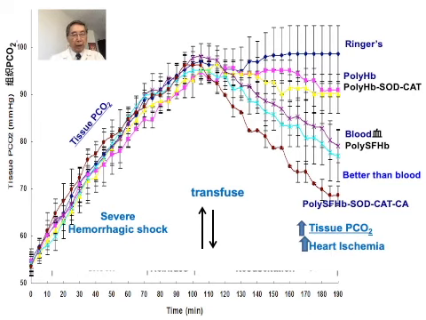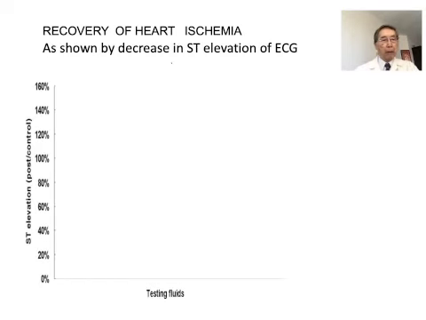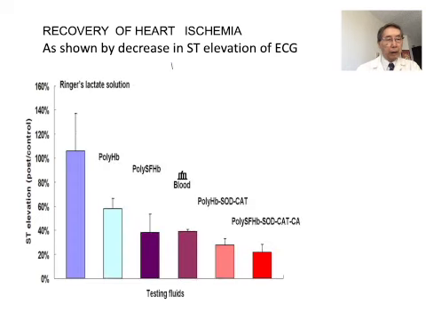So since increase in PCO2 is related to increase in heart ischemia, and since this is much more efficient in removing PCO2, let's see what happens. If you look at the recovery of the heart from hemorrhagic shock and ischemia, let's look at the recovery of ST elevation of ECG.